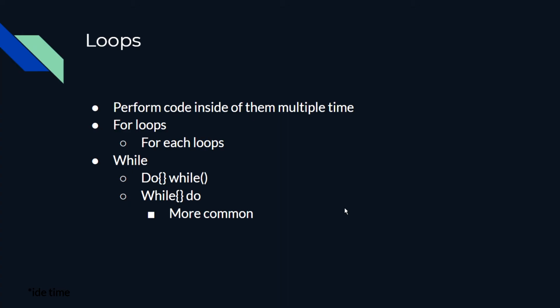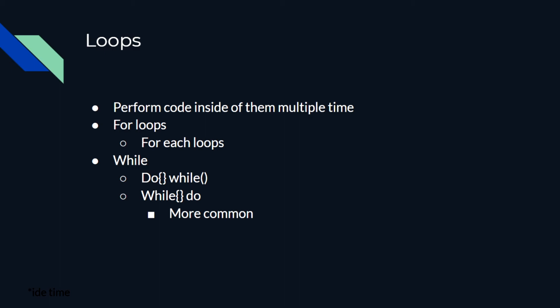So that's where we get to loops. It'll take this block of code inside your brackets, right? And it'll perform it multiple times. So you have for loops, and you got for each loops. You got while loops, and you got two types of while loops. You got the do while loops, and then you got the while do's.